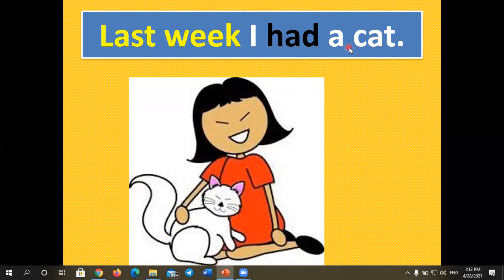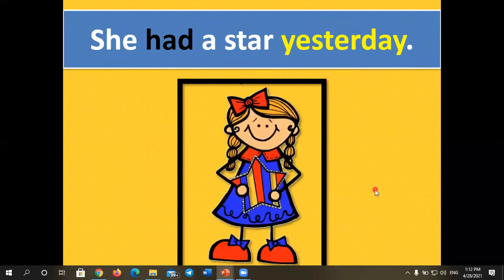Last week I had a cat. Now here, where is the verb? Look at this sentence. The verb here is had, and we use the verb here in the past tense because there is a key word for the past, last week. She had a star yesterday. Also here we use the verb had, which is the past of have, because we are talking about yesterday. So there is a key word for the past.